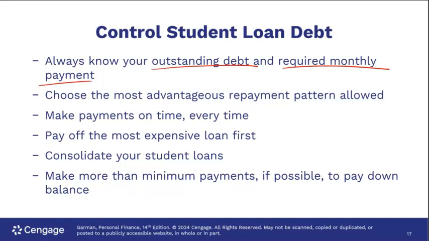Make more than minimum payments if you can, so pay down the balance, because a lot of the repayment plans take 20 years or more.